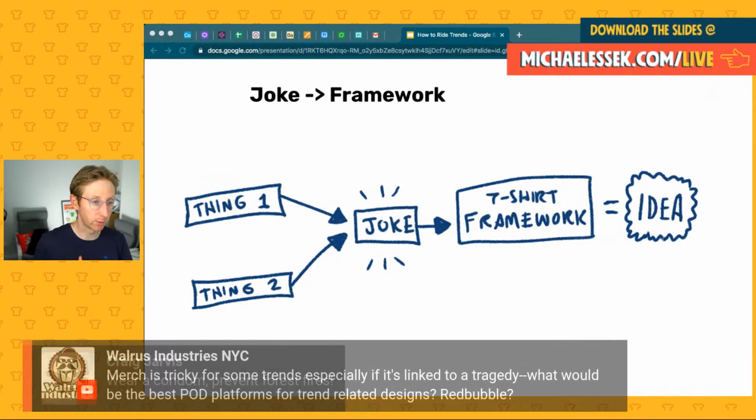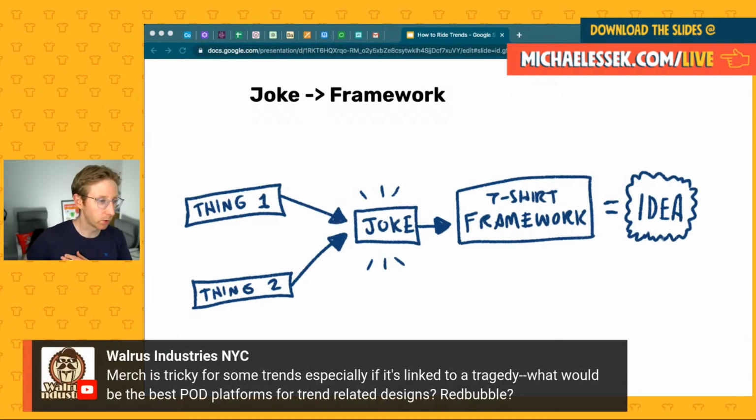Craig says, where a condom prevent forest fires. Yep. Walrus says merch is tricky for some trends, especially if it's linked to a tragedy.